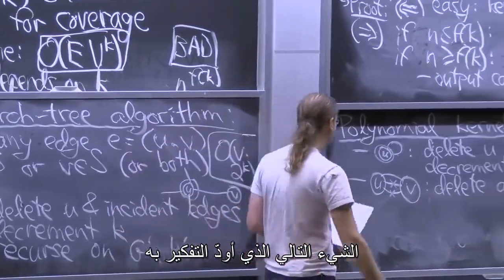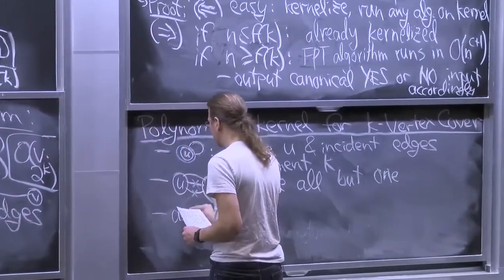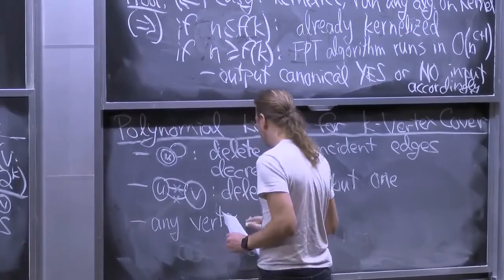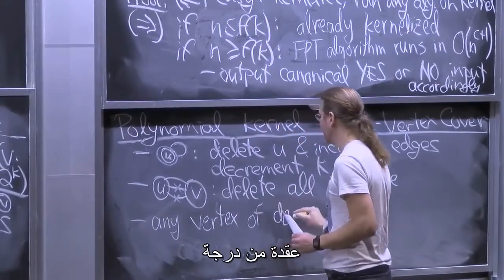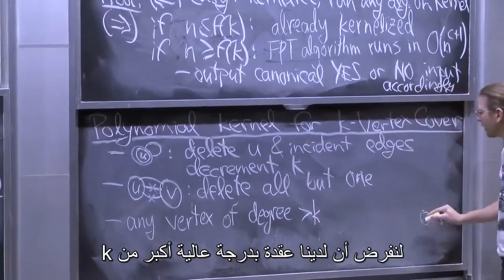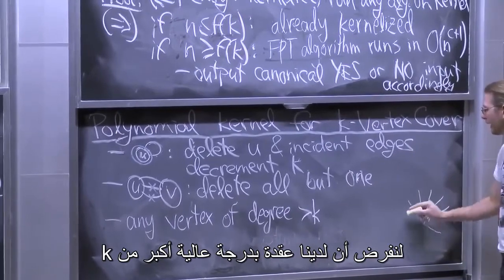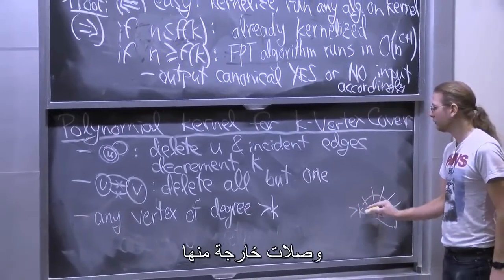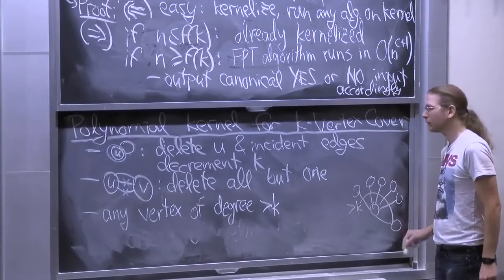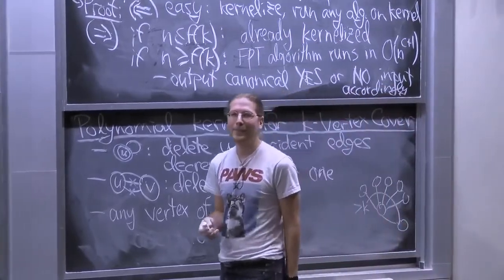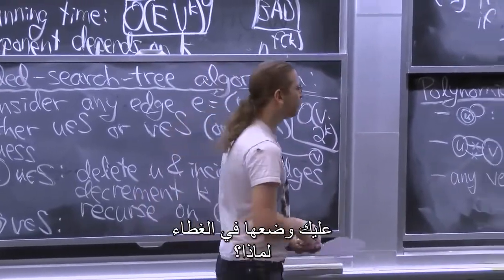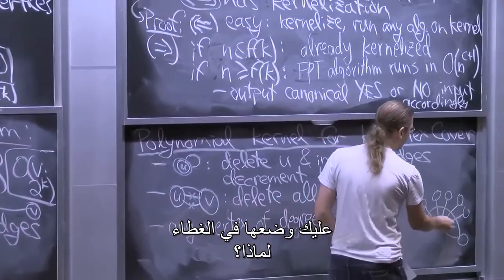All right. Next thing I want to think about is a vertex of degree greater than k. K is the current value of k. So suppose I have a high degree vertex, more than k edges outgoing from it. What can I say then? You must put it in the cover. Why?